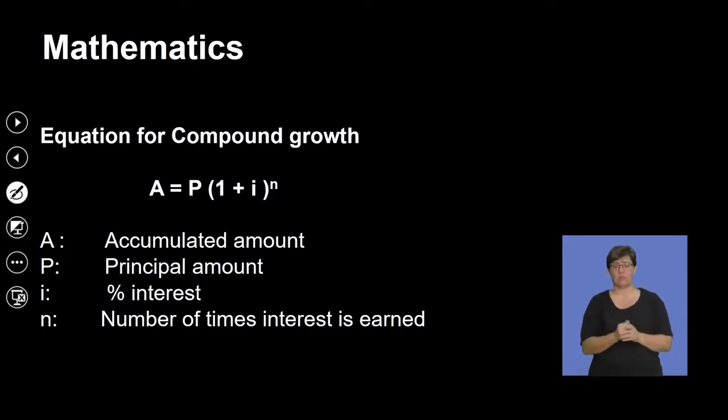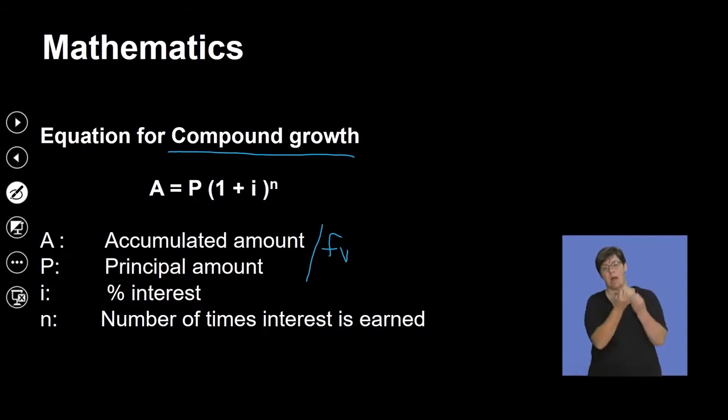Remember, just a quick reminder, our formula for compound growth was A equals P open bracket 1 plus i close bracket to the exponent of n. Where the labels are: A is the accumulated amount, P is the principal amount, i is the interest rate, and n is the number of times interest is earned. Remember that I said we can always look at A as what we call future value, and we can look at the principal amount as the present value as well. So just remember that, because at a later stage, that's what we're going to be using as the financial mathematics terms.